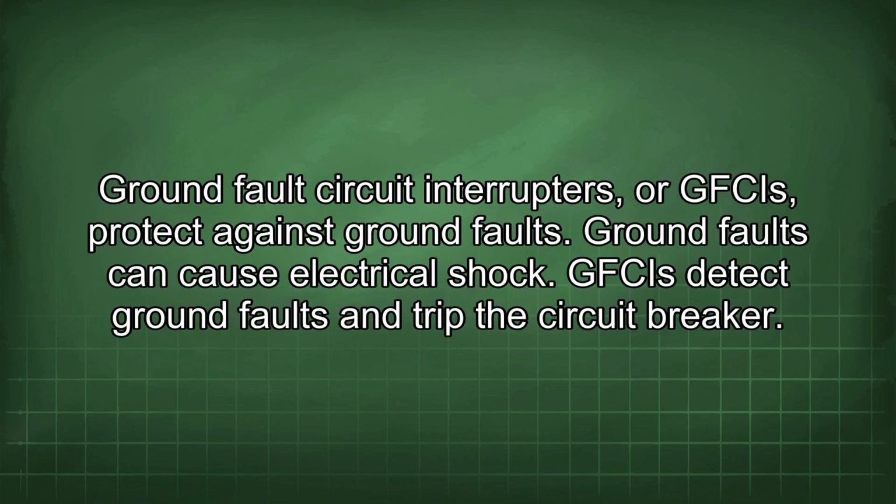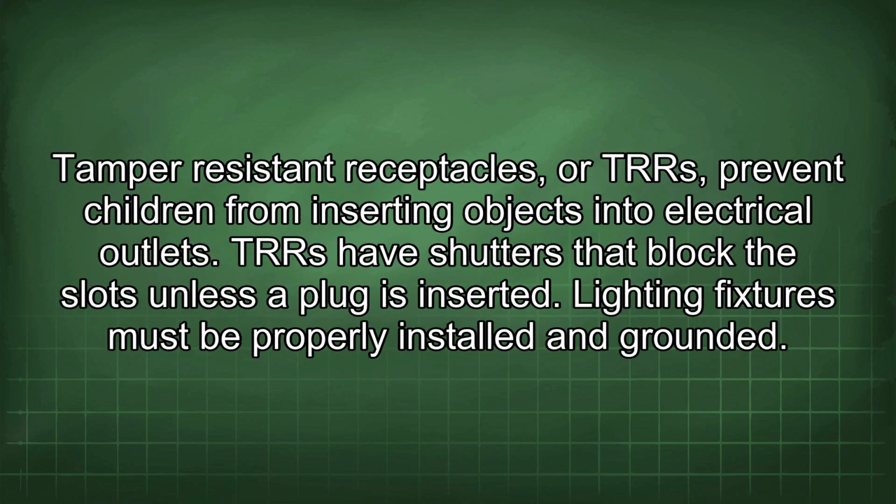Ground fault circuit interrupters, or GFCIs, protect against ground faults. Ground faults can cause electrical shock. GFCIs detect ground faults and trip the circuit breaker. Tamper-resistant receptacles, or TRRs, prevent children from inserting objects into electrical outlets. TRRs have shutters that block the slots unless a plug is inserted.